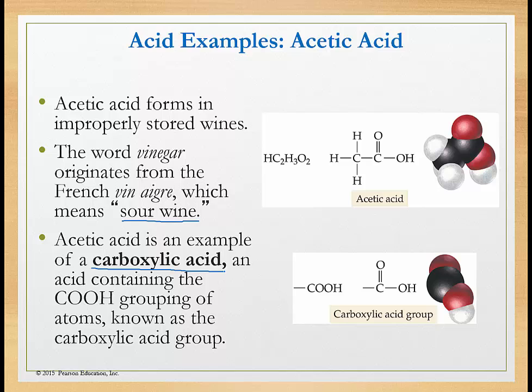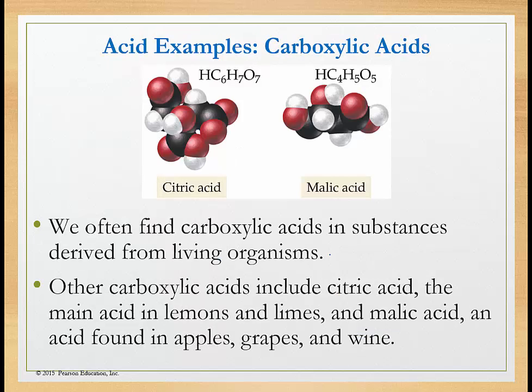A carboxylic acid is an organic acid which contains a COOH group. So it may be condensed as COOH, or you may see it more commonly written out like this. It's a carbon double bonded to an oxygen, and then it has this OH group here. That is known as a carboxylic acid. Those are very common organic acids. So that is a class you really want to get to know. A couple of other examples of carboxylic acids that you're probably familiar with.